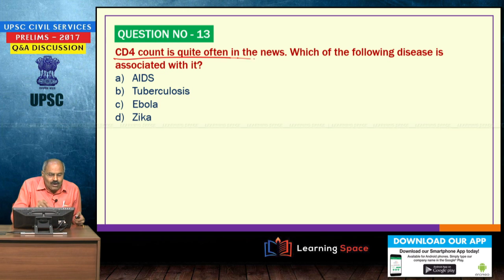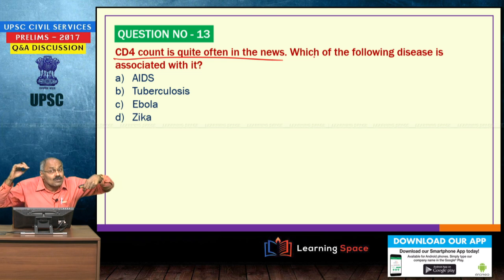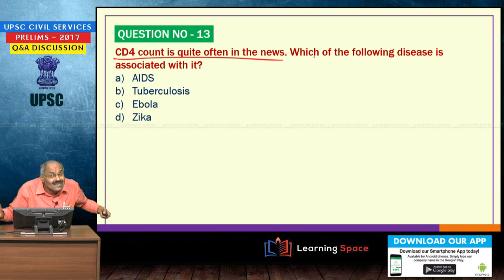Next one is CD4 count, which is quite often in the news. Now government took a decision, for the persons infected by HIV virus, irrespective of CD4 count. Previously, if CD4 count goes below such and such limit, then only ART, antiretroviral therapy, was ensured. So here ART now is to be ensured irrespective of CD4 count for the patients affected by AIDS. So that is the recent decision taken. So CD4 count is associated with AIDS. So this is one important aspect.